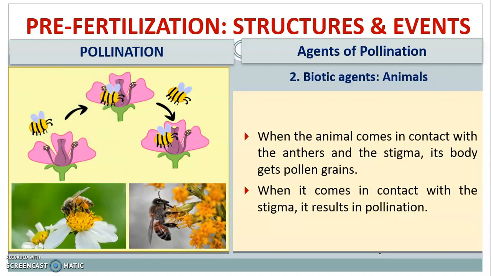In this slide you can see an example where a bee, the insect, helps in the pollination of the flower. When the animal comes in contact with the anther and the stigma, its body, like the legs and the wings, gets covered with pollen grain. They catch the pollen grain and transfer it from the anther to the stigma. So friends, this is all about the agents of pollination.